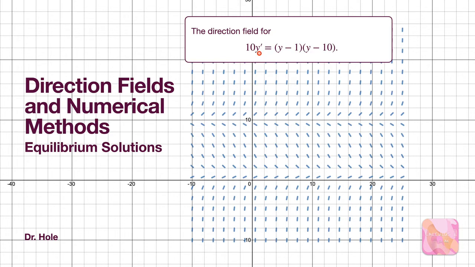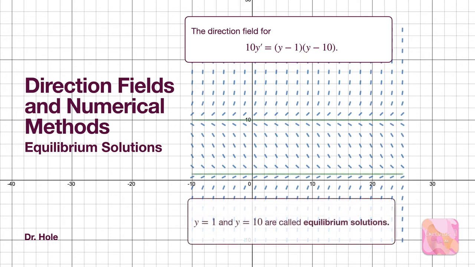Recall that y prime is the instantaneous rate of change. So if the unknown y takes a value of 1, the instantaneous rate of change is 0. In other words, independent of x, the rate of change will always be 0, which we know is a horizontal line. The same thing occurs if the output y takes the value 10. Independent of x, the rate of change will always be 0.